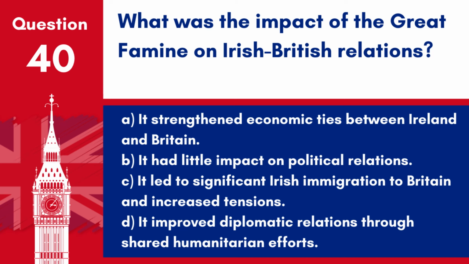Answer C. It led to significant Irish immigration to Britain and increased tensions. The Great Famine, or Irish Potato Famine, from 1845 to 1849, led to a mass exodus of Irish people to Britain and other countries, exacerbating socio-economic strains and heightening political tensions between Ireland and Britain.